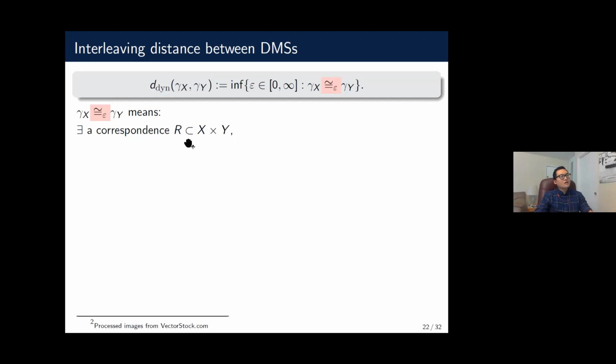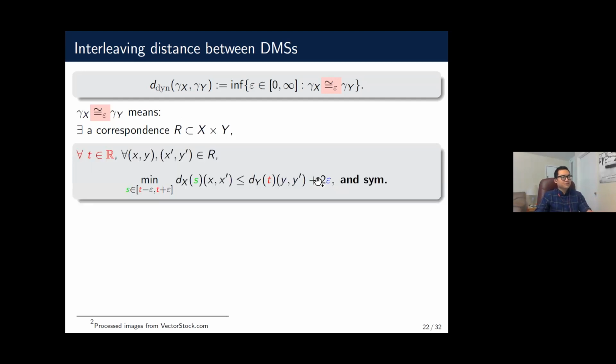When we project this R to the first vector, it must cover the entire x. And when we project down this R to the second vector, it must cover the entire y. And it must satisfy the following condition. For every time, for every pair xy, x prime, y prime in R, the distance between y and y prime at time t should be an upper bound for the minimum distance between the point x and x prime over the time interval from t minus epsilon to t plus epsilon, up to 2 epsilon slab. We also require a symmetric condition of this by interchanging the role of x and y.